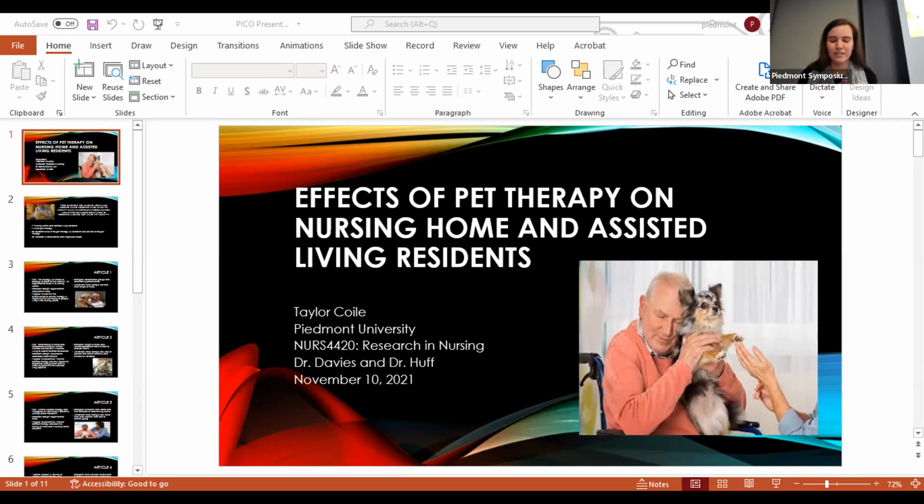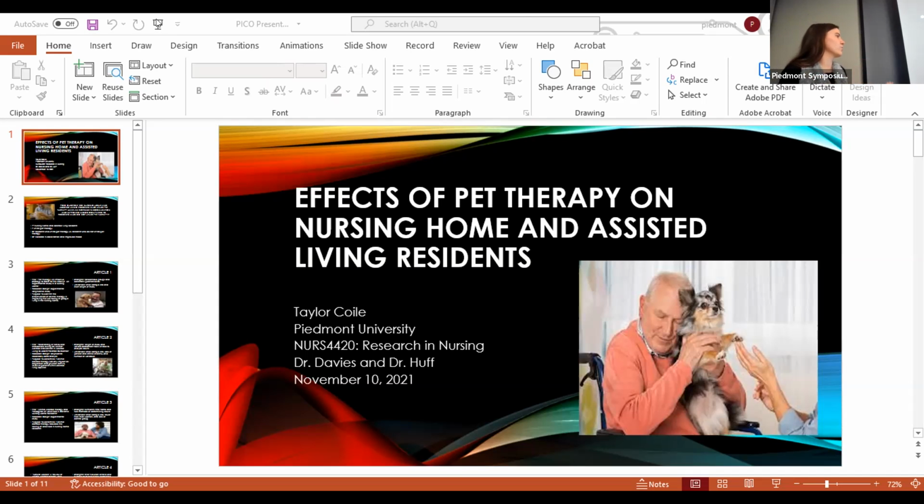And if there truly is a positive correlation between these 2 things, then nurses who work in these types of facilities can use this information to just enhance the lives of the residents that they work with. So my first article was entitled Pet Therapy, an Effective Strategy to Care for the Elderly, an Experimental Study in Nursing Home. And the research design was an experimental longitudinal study.